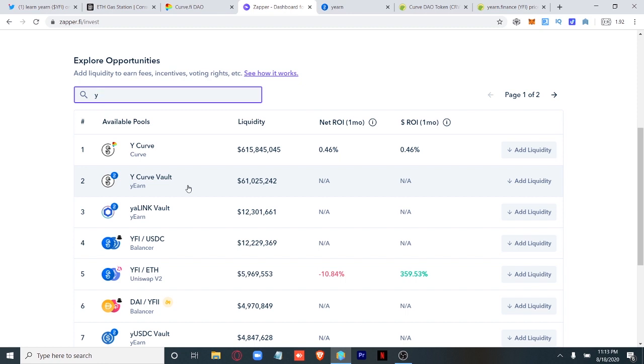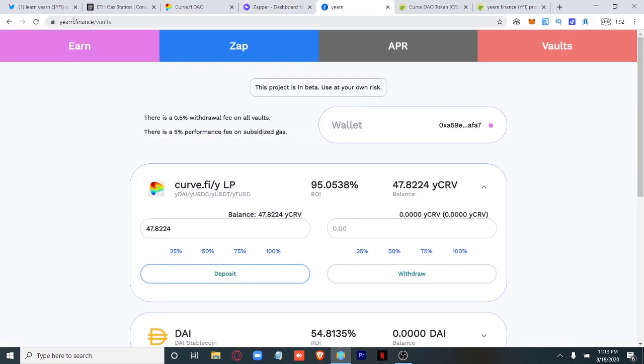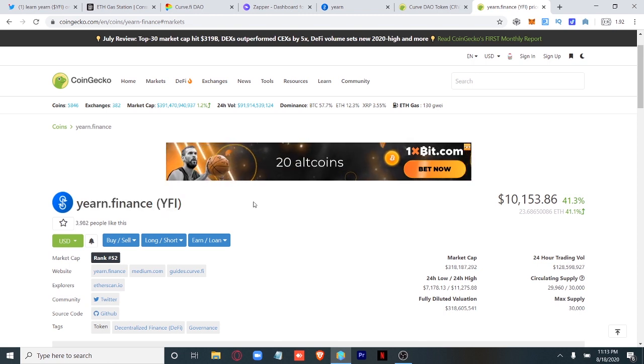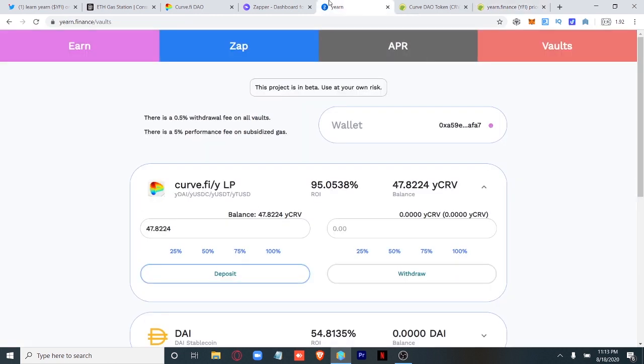Okay, first let me explain to you what is a Y-curve vault. This Y-curve vault has been implemented by Yearn.finance. Yearn.finance, if you may not know, these are the people that have the governance token YFI. Many people might have heard about YFI, even I have made a video on YFI. So I'm just going to explain in simple terms here that Yearn.finance has this program going on right now that's called vaults. So what are vaults?